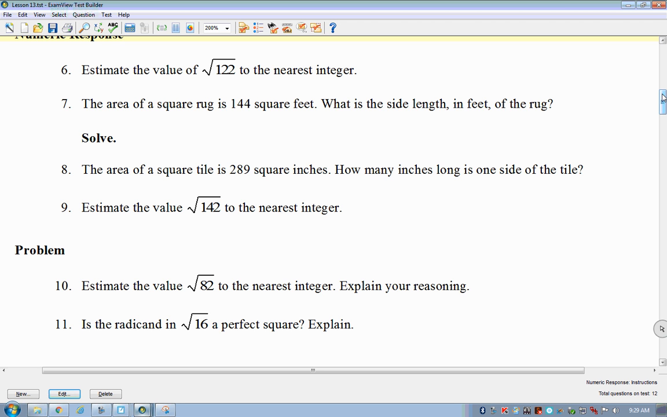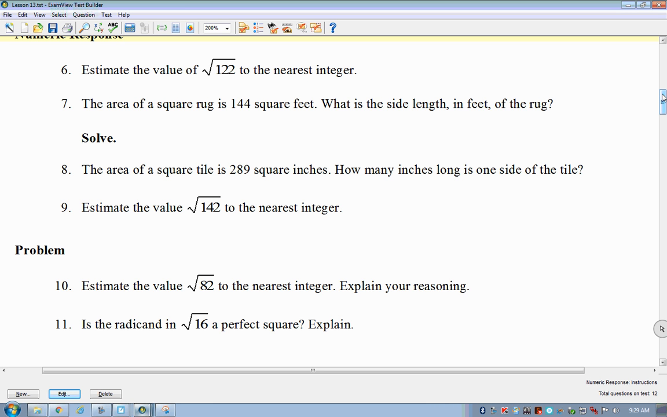The area of a square rug is 144 square feet. Oh, gosh. It's been a long couple of days. What is the side length in feet of the rug? 12 feet. Because the square root of 144, remember, it's a square, so length times width is going to be the same number in length as it is width. Square root of 144 is 12.